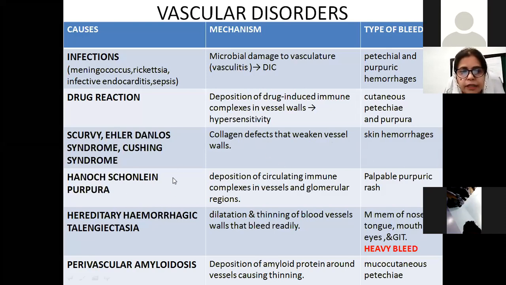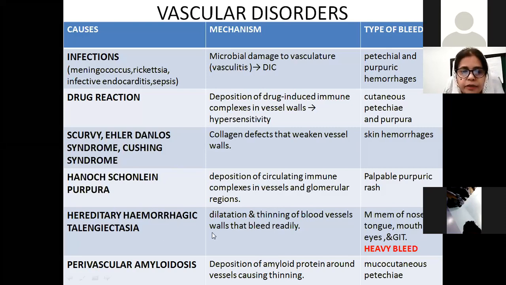Then we have got an autoimmune disorder, which is Henoch-Schönlein purpura. This is a special disease in which there is deposition of immune complexes within the vessel and the kidneys. They are characterized by palpable purpuric rashes present on the legs and the buttocks. These patients usually present with acute abdominal pain as well. Then there is another disorder, which is hereditary hemorrhagic telangiectasia.